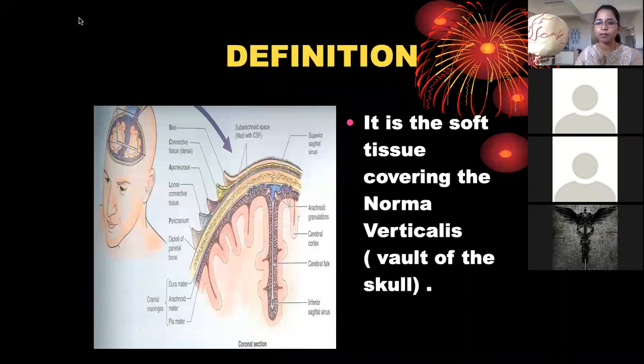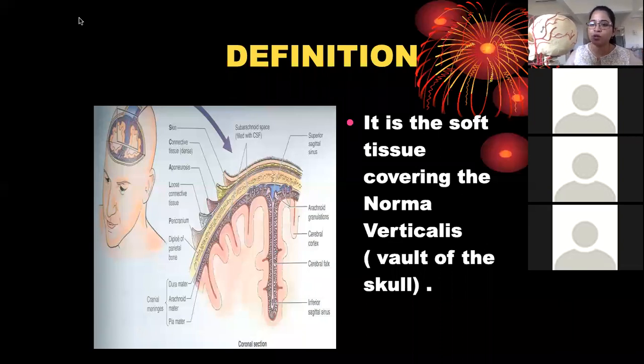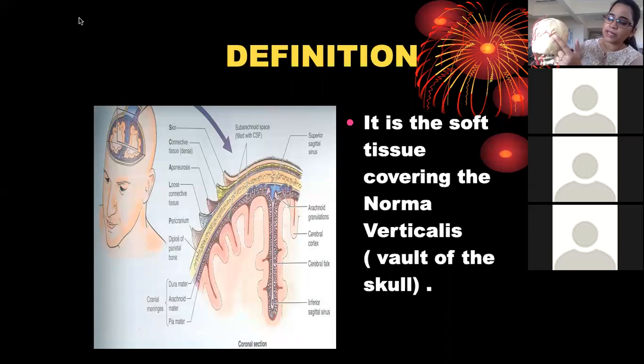Am I clear here, everyone? Yes, ma'am. So this is your external occipital protuberance. An elevation, you can see that elevation on the occipital bone. On the back side, you can see this is the occipital bone. So external occipital protuberance, and on both sides, we will see nuchal lines.